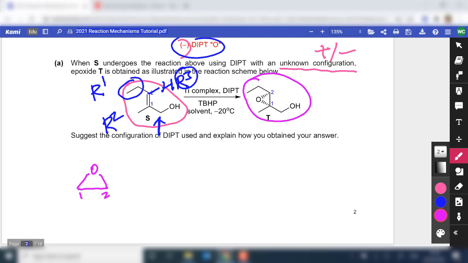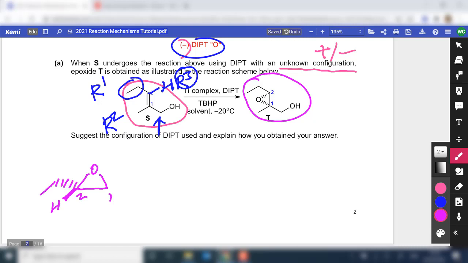Okay, and then once I drew this out, right? Okay, maybe it might be easier if I put the 2 on the other side because I'm kind of flipping it over. Then you will notice that the H is now projecting towards you at C2, and then the ethyl group is projecting away from you.